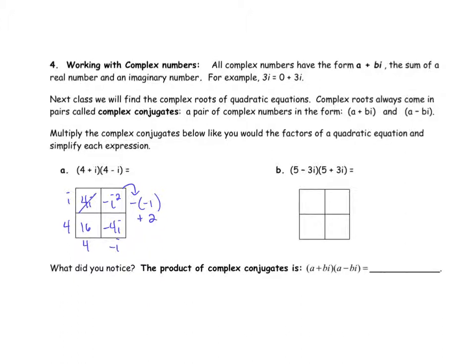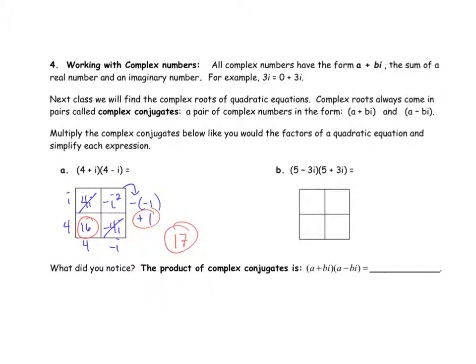The 4i and the negative 4i add out to 0. So what I'm left with here, I just wrote 2. It shouldn't have been 2. Sorry if that was confusing a moment ago. Plus 1. So when I take this, 16 plus 1 is going to give me 17.